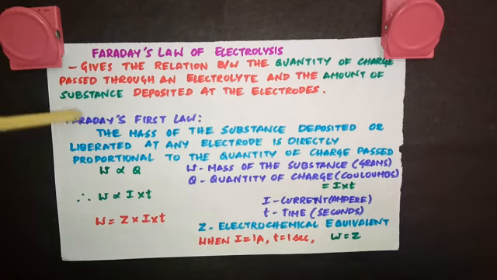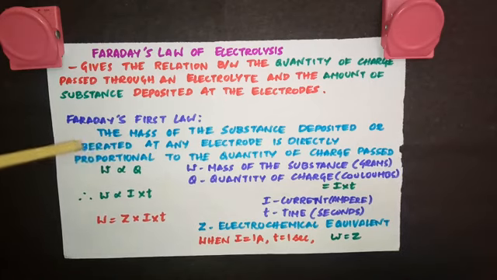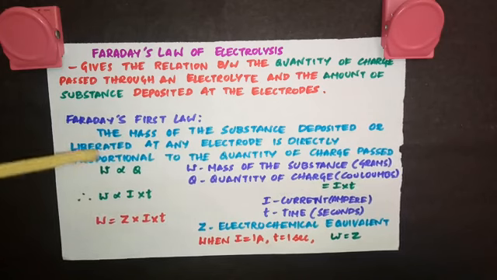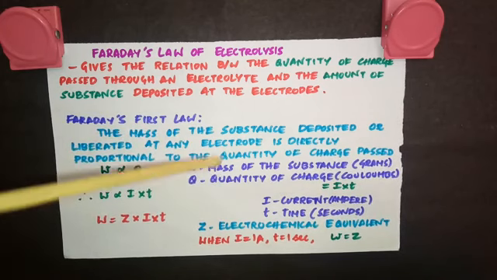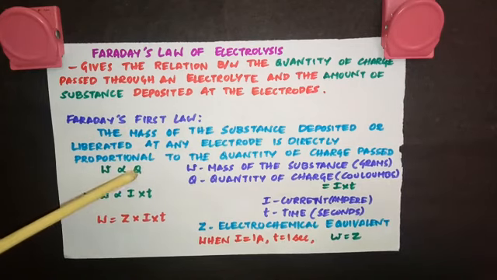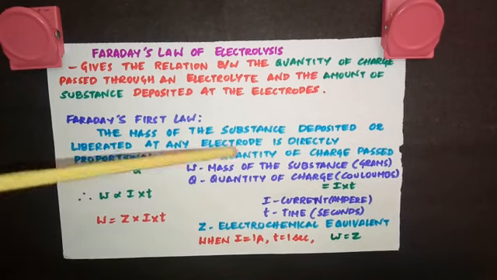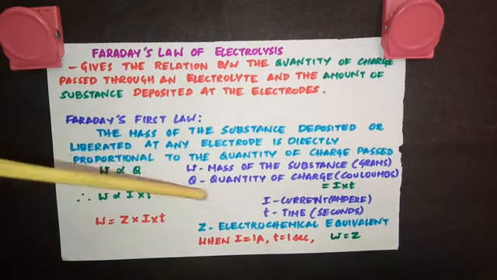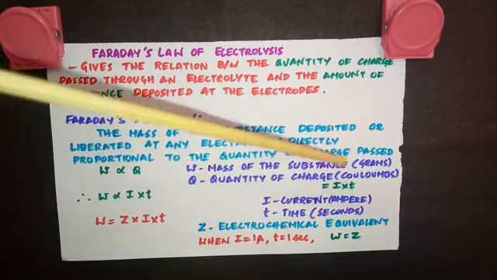So Faraday's first law: the mass of the substance deposited or liberated at any electrode is directly proportional to the quantity of charge passed. That can be represented as W is proportional to Q, where W is the mass of the substance in grams and Q is the quantity of charge passed in coulombs.